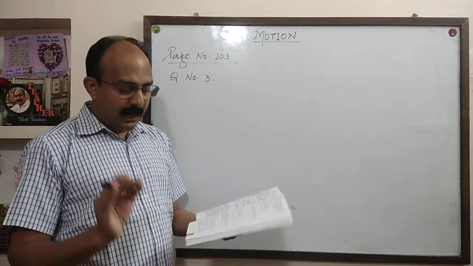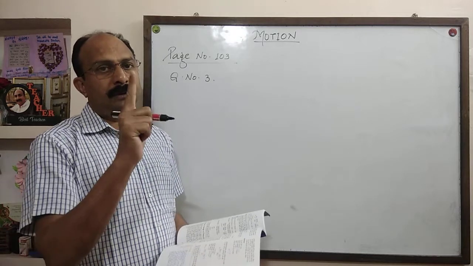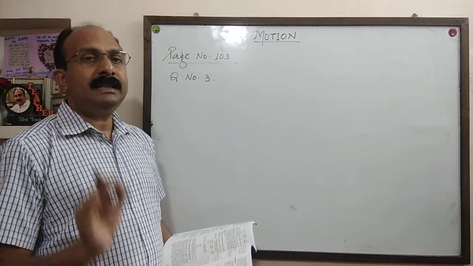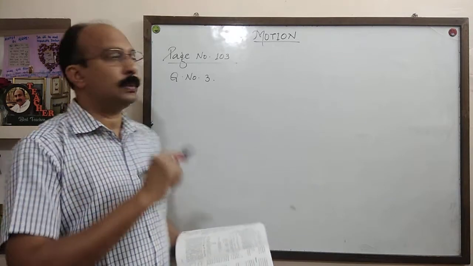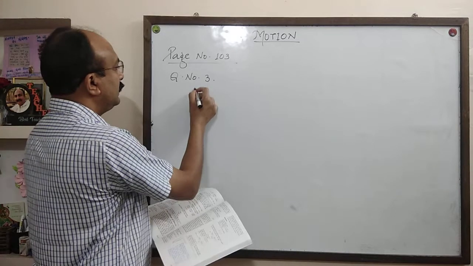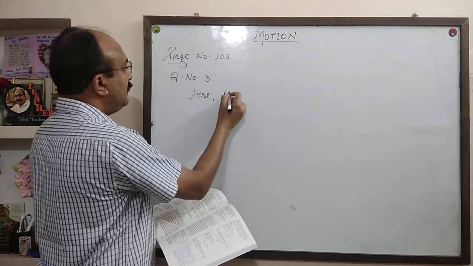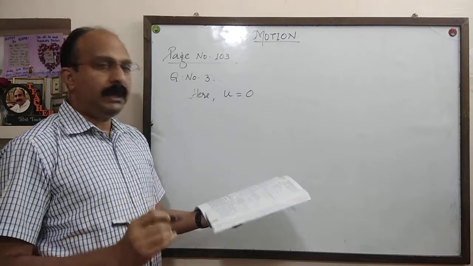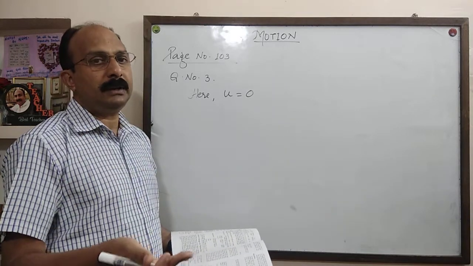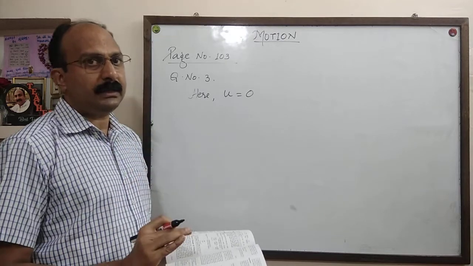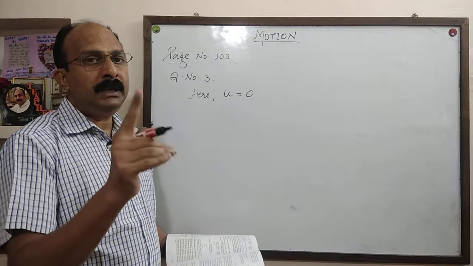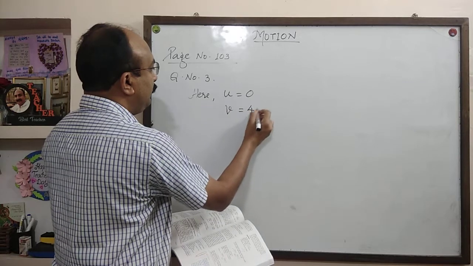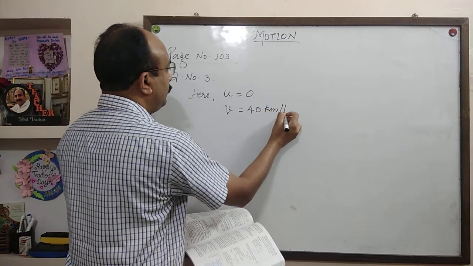A train is starting from rest. A very important point to be remembered: whenever a body is starting from rest, its initial velocity is equal to 0. So the initial velocity u is equal to 0, and it attains a speed of 40 km per hour, which means the final velocity v is equal to 40 km per hour.